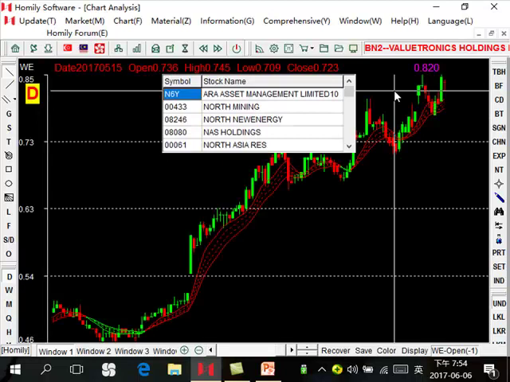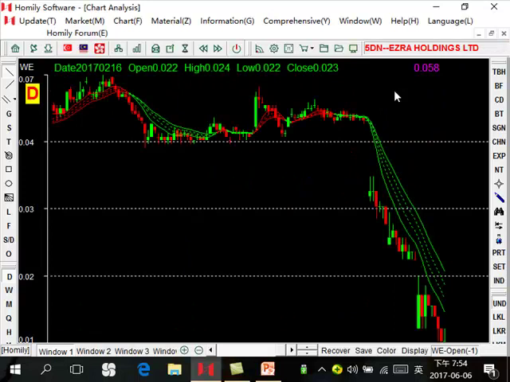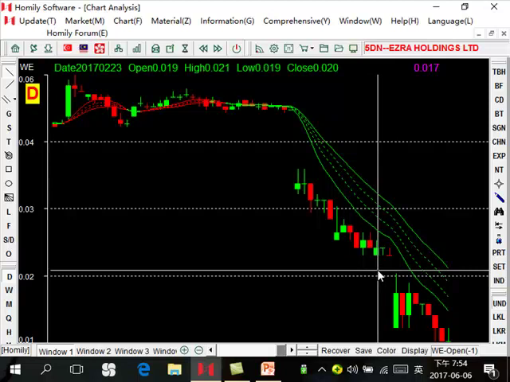Let's see the downtrend stocks. If you see the downtrend stocks, this function is only for catching a big rebound. It is not for a small rebound. It cannot catch the short-term rebound, only the big rebound. Okay, so let's see the next one.